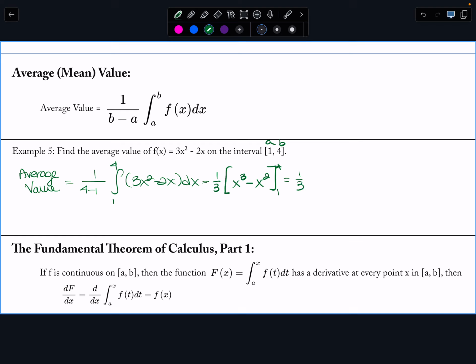So 1/3, 4 cubed minus 4 squared, and then minus 1 cubed minus 1 squared. So I get 1/3 times 64 minus 16, which is 48 over 3, which is 16.